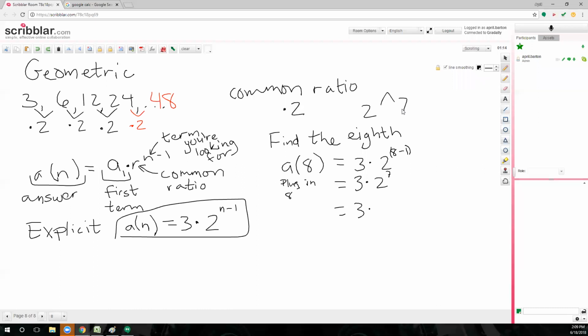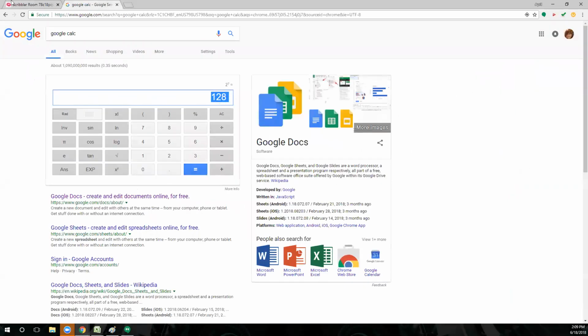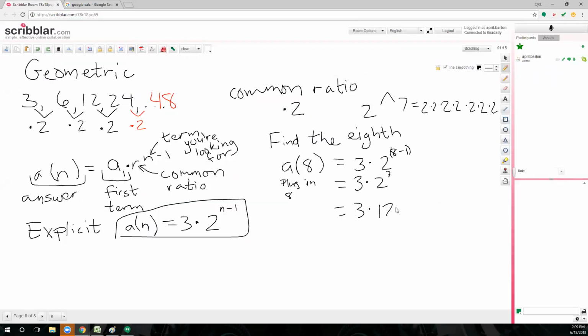Or if you just can't remember how to type it in, you could do 2 times 2 times 2 times 2 times 2 times 2, 1 more. So it just depends on your level of comfortableness with the calculator. So that's 128. And then we do the multiplication.